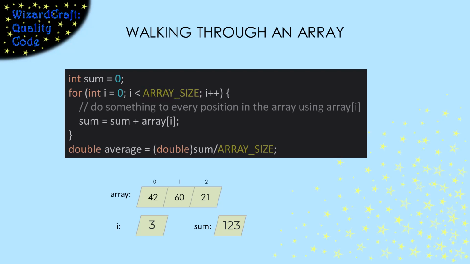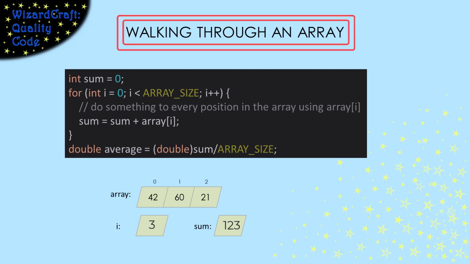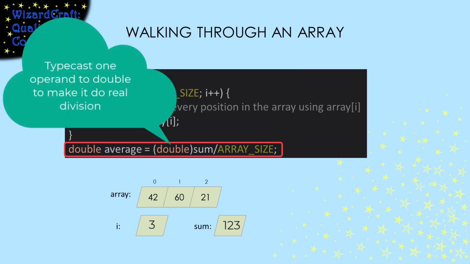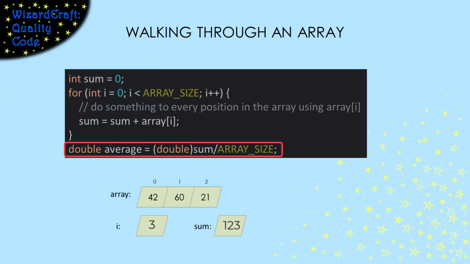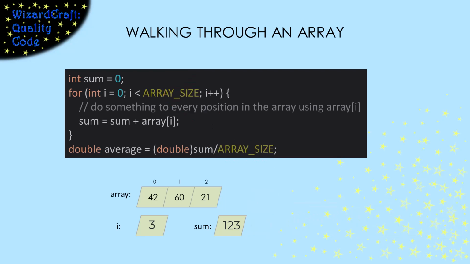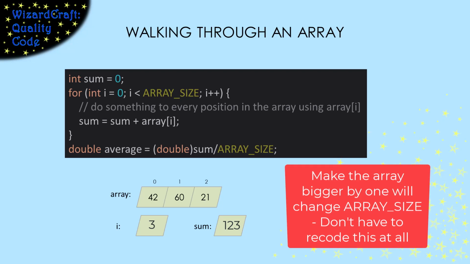We use this loop structure so commonly that it has its own name. This is a walking through an array loop. Notice that I've used that walking through an array loop to sum up the values in the array. Dividing by the size of the array, with a typecast to make it do real division, gives me the average. Remember how we had to change the formula for average when we didn't have arrays? With arrays, if I have one more person's age, I just make the array bigger by 1. This code for calculating the average doesn't change.